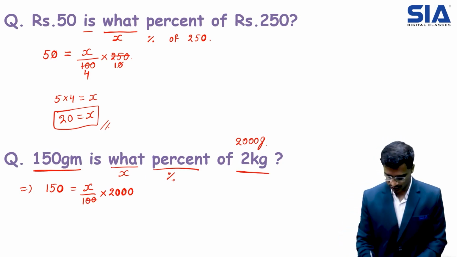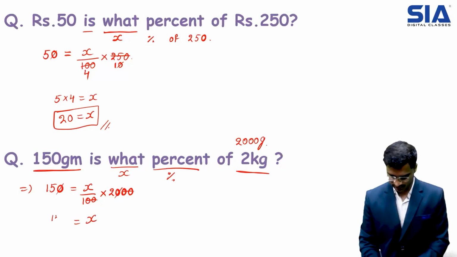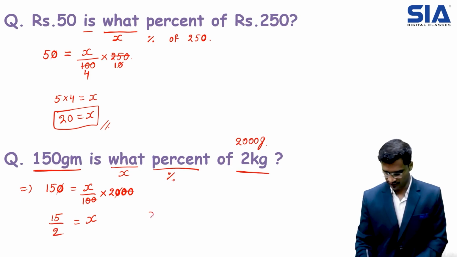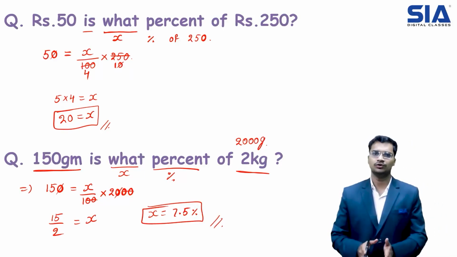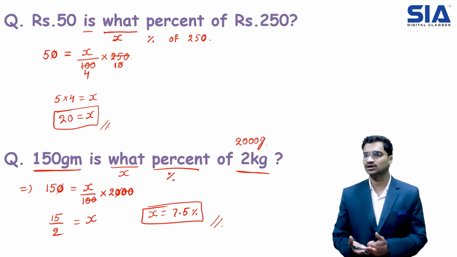So 0, 0 gets cancelled. This 0 and this 0 gets cancelled. So x is equal to 15 by 2, which is x equals 7.5. I can say that 150 grams is 7.5 percent of 2 kgs, or 2000 grams.